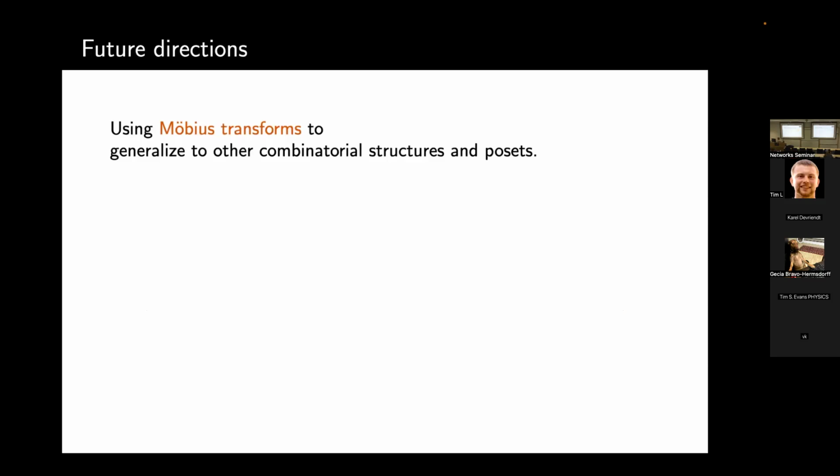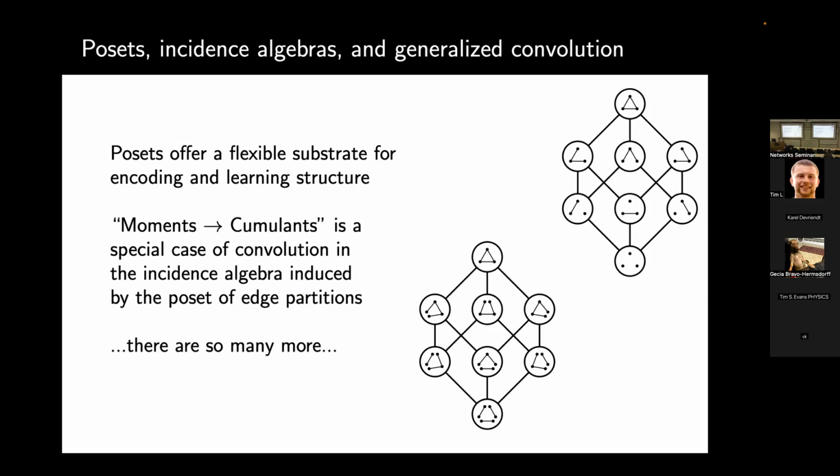The idea is quite general. The relationship between moments and cumulants is one example of a Möbius transform on a poset, and you have other ones.